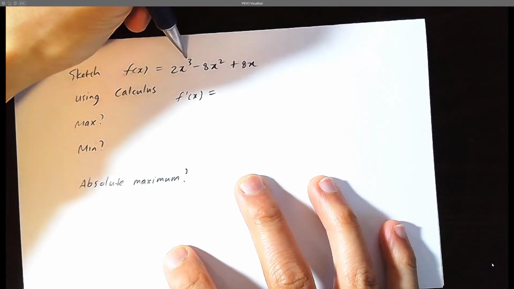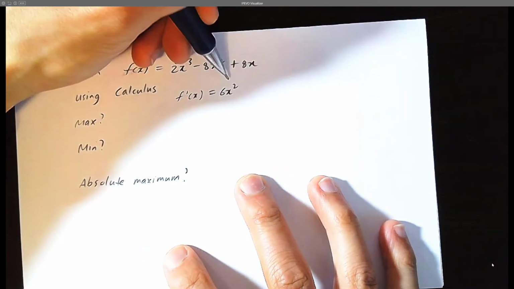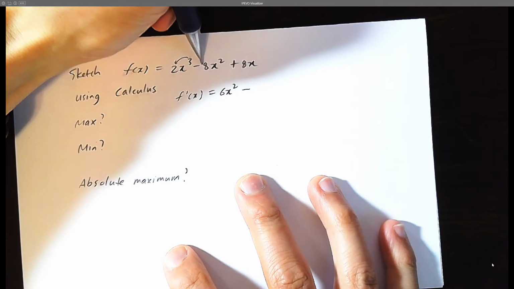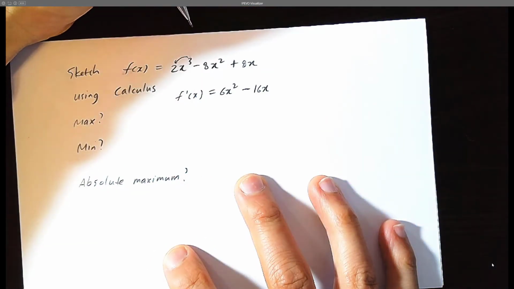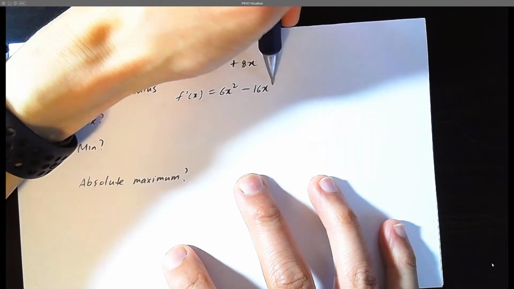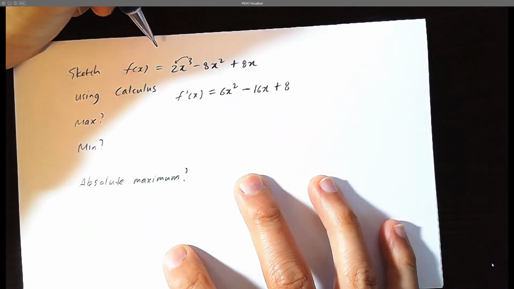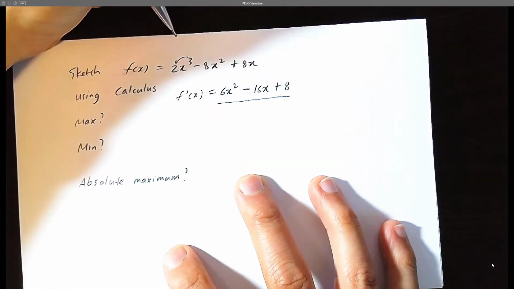F prime of x, use power rule, 2 times 3 is 6. We decrease the exponent by 1. Negative 8 times 2 is negative 16, x to the 1, I'm not going to bother writing down the 1. And then focusing on this third term, we're going to simply copy the coefficient, which is plus 8. So this here is the derivative, or the slope, of this polynomial function.